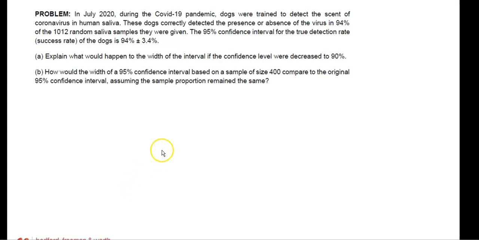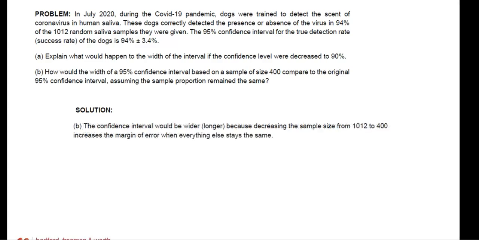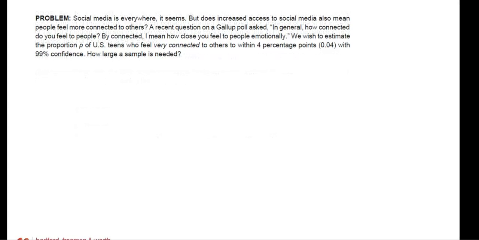So it seems like if you decrease the confidence level, it's going to get more narrow, right? So it's going to decrease the margin of error. How would the width of the confidence interval change based on a sample size of 400? If we had a smaller sample size, that's going to increase the width. That's going to be bad, right? It increases the margin of error.